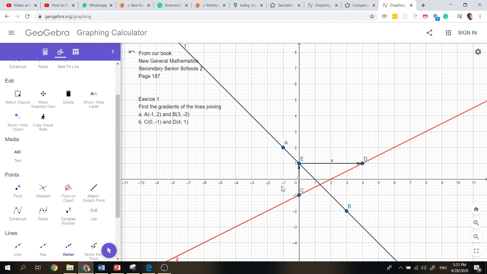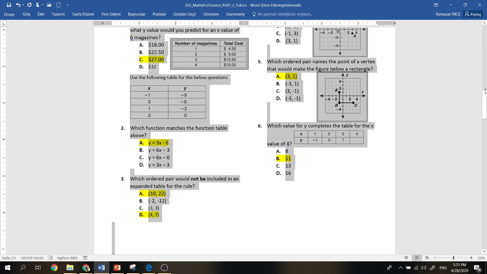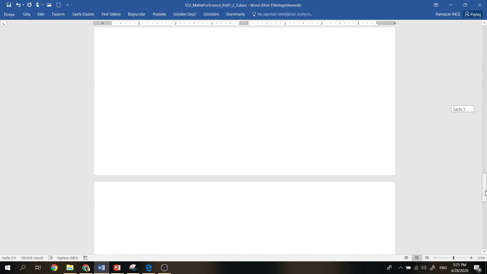Means the rise is 2, the run is 4. Both of them are positive, both of them are increasing. Means 2 over 4, so the slope for this line is 1 over 2. The first one is -4 over 4, which is -1. The second one is 2 over 4, which is 1 over 2. Now I would like to write the solution here for you to see better.